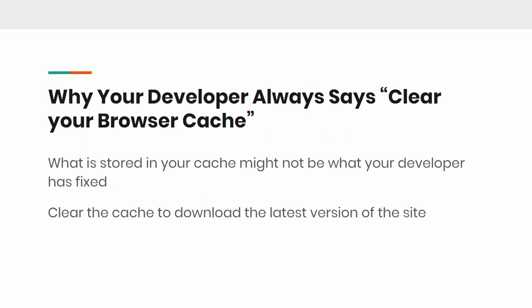So why does your developer always say clear your browser cache? I think it might be self-explanatory now. What is stored in your cache might not be what your developer has fixed. If you ask your developer to change the colors of your title or something like that, that would be in a CSS file, and the old one might be stored in your cache. So the changes made on the server are not represented in your browser. When you clear the cache, that CSS file will be downloaded and you look at the latest version of the site that your developer has created for you.